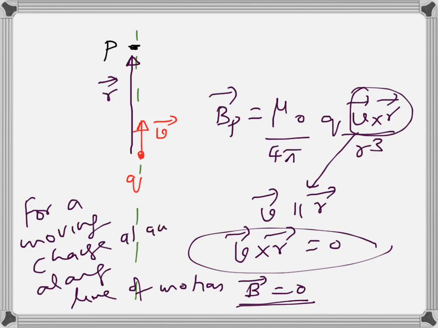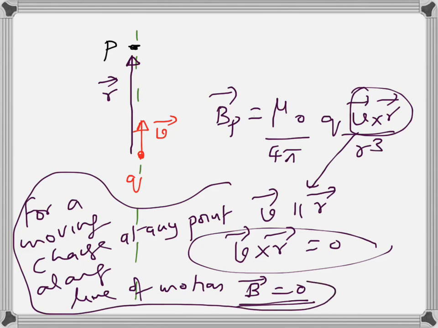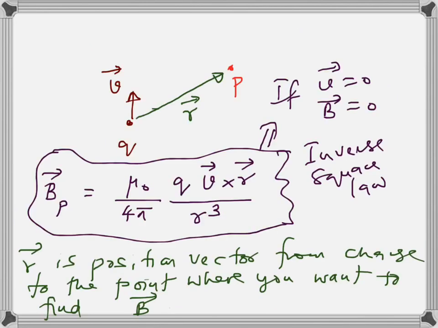At any point along the line of motion, the magnetic field will be 0. This is important, because the cross product will vanish. V is parallel to R and V cross R will be 0. So if I tell all this in a simple way, if I have this charge moving with velocity V, except along the green line which I am drawing, at every other point there will be a magnetic field. Only on the green line there won't be a magnetic field.